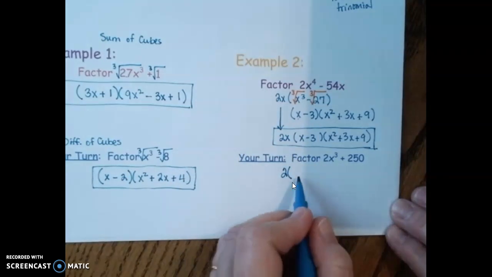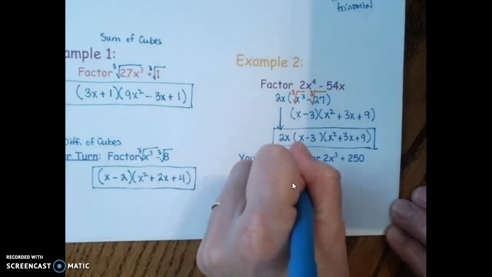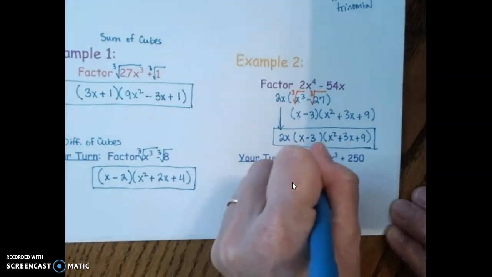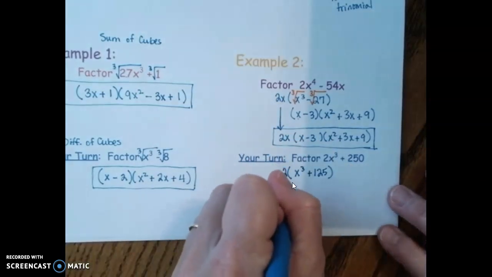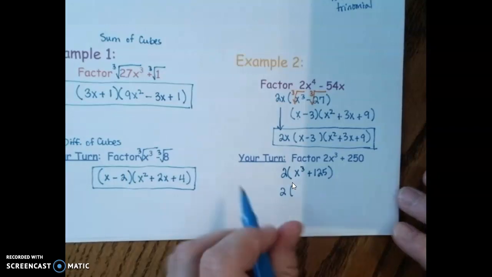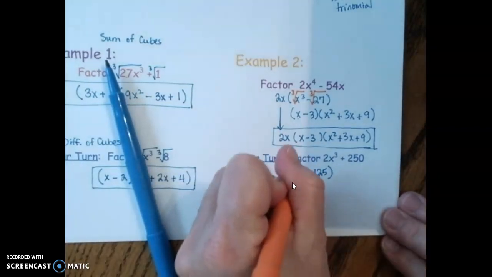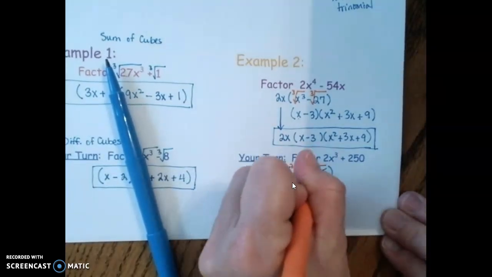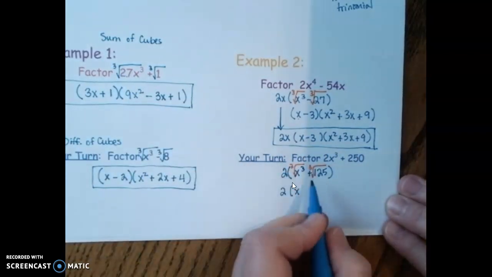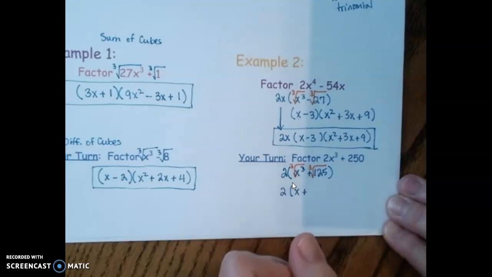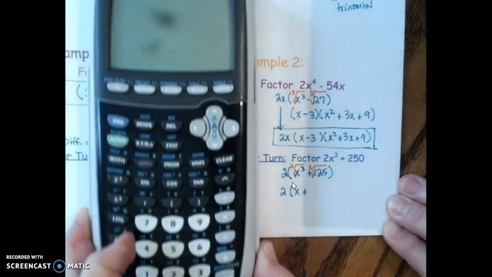It does have a GCF of 2. That will leave us x to the third plus 125. So I'm going to keep 2 as part of my answer. And then you're going to think about taking the cube root of each term. So the cube root of x to the third is x. We want to keep that same sign. I know this is a bigger number.